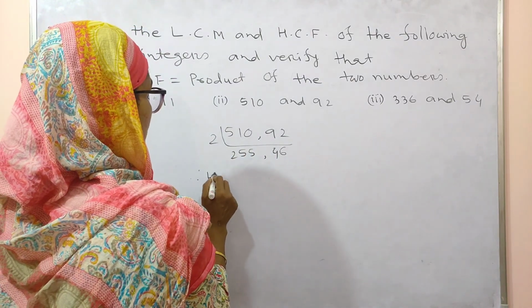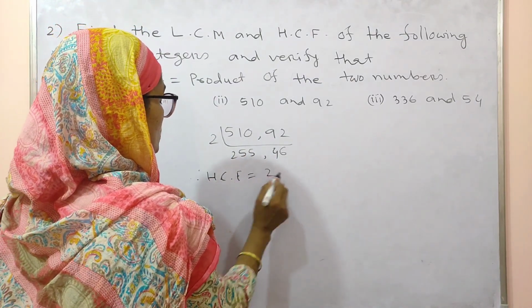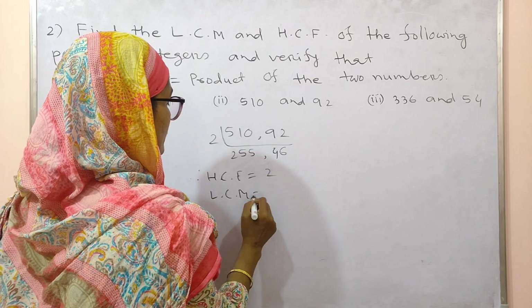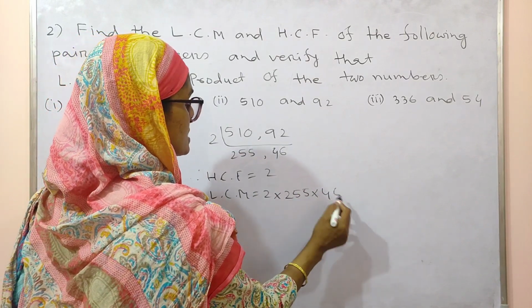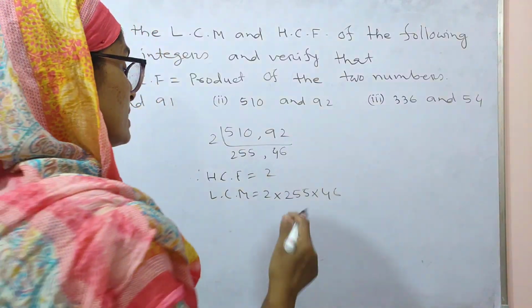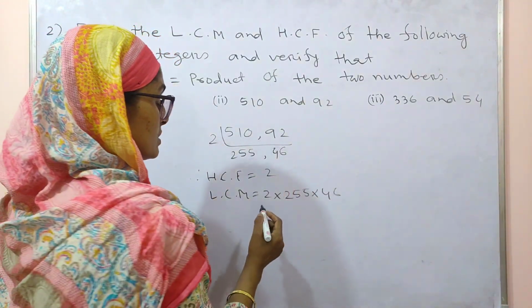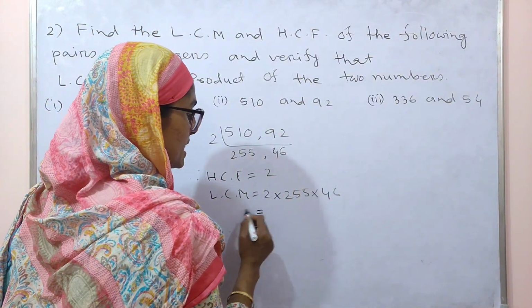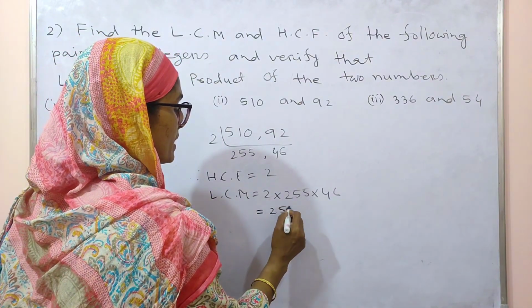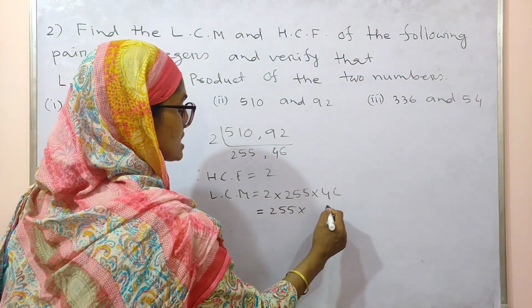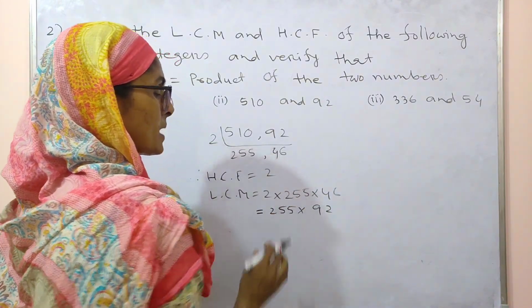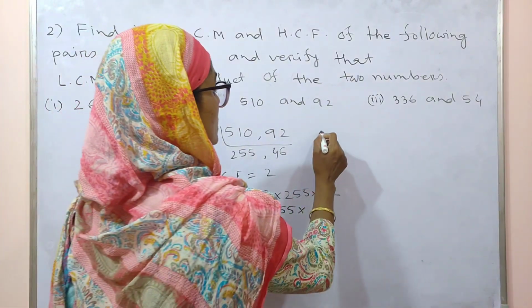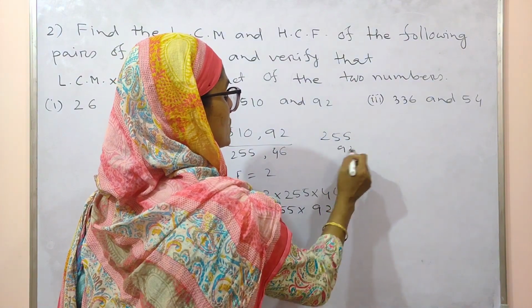Therefore, HCF is 2 and LCM is 2 into 2, 5, 5 into 46. So multiply this one. So here you will multiply 255 into 2. 6 2s are 12, 2 1 carry, 4 2s are 8 and 9. So 255 and 92 multiply.